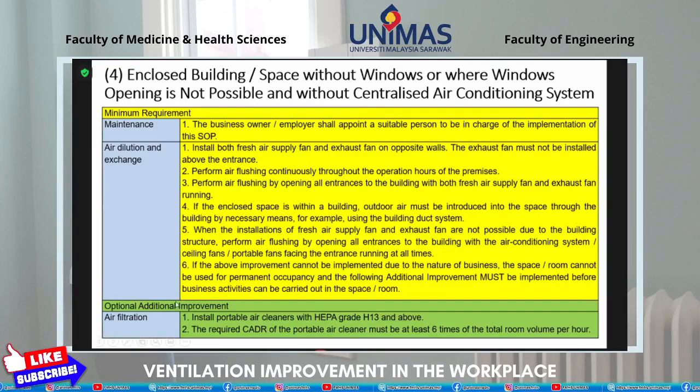Now, then you will have a condition in which all these improvements cannot be implemented due to the nature of business. If that is the case, then the space or room cannot be used for permanent occupancy. And the following additional improvements become compulsory, must be implemented before the business activity can be carried out in that particular space or room. By right, if you do not have an openable window, that space or room under the building bylaws should not be used for occupants. For occupancy, you can only use that kind of room for storage purposes. So, I'm sure if you go to the ground, you will see some buildings have this kind of configuration.